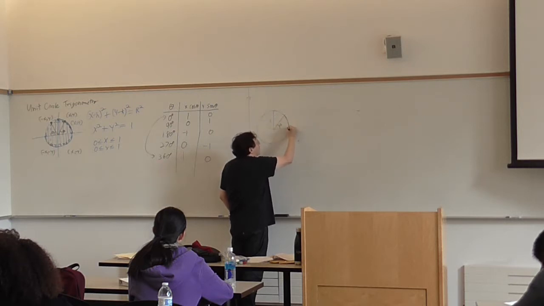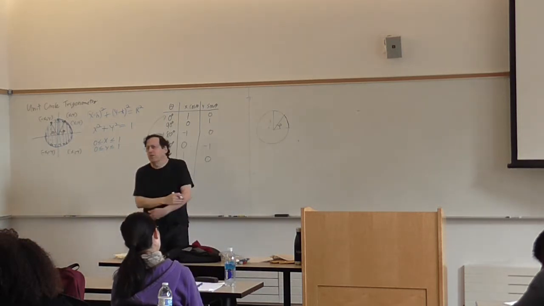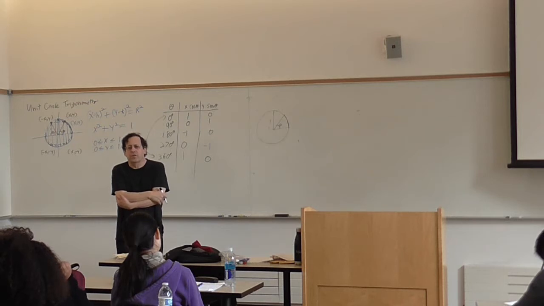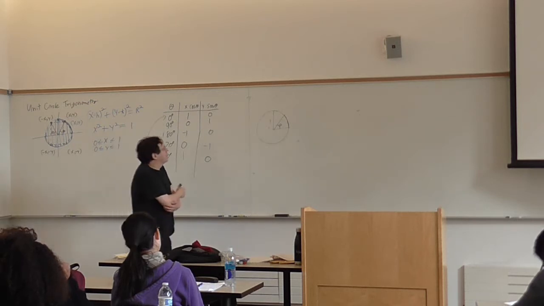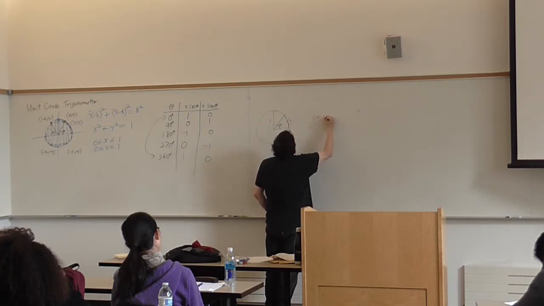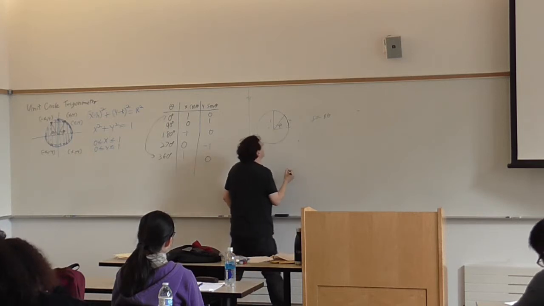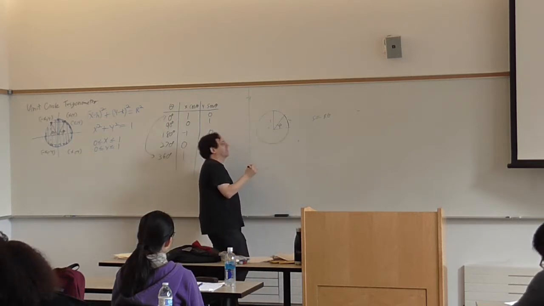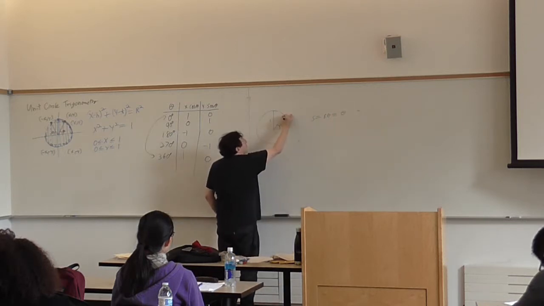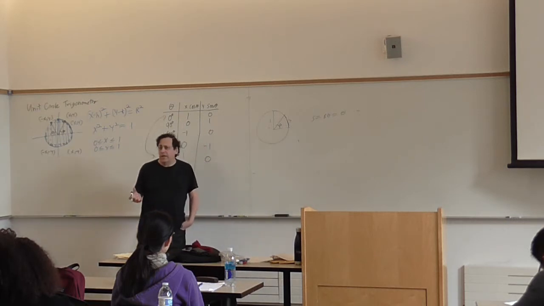What's the length of this arc here? Yes. S equals the radius times theta. S equals r times theta. But what's r? It's 1. So S equals theta. So this length here is my radian angle. Okay?